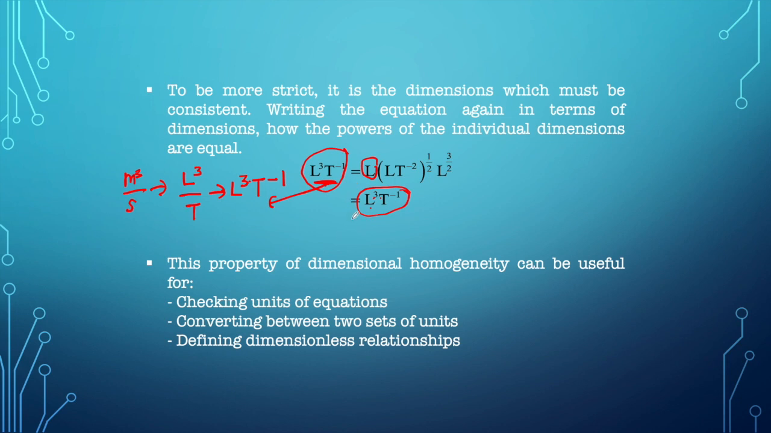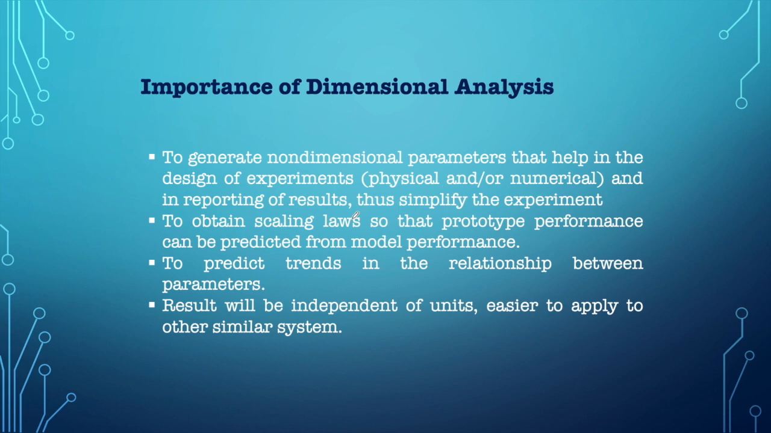Okay. This property of dimensional homogeneity can be useful for checking units of equations, and then converting between two sets of units. And the last one is defining dimensionless relationships. So what is the importance of dimensional analysis? First is to generate non-dimensional parameters that help in the design of experiments, physical and or numerical, and in reporting of results that simplify the experiment.